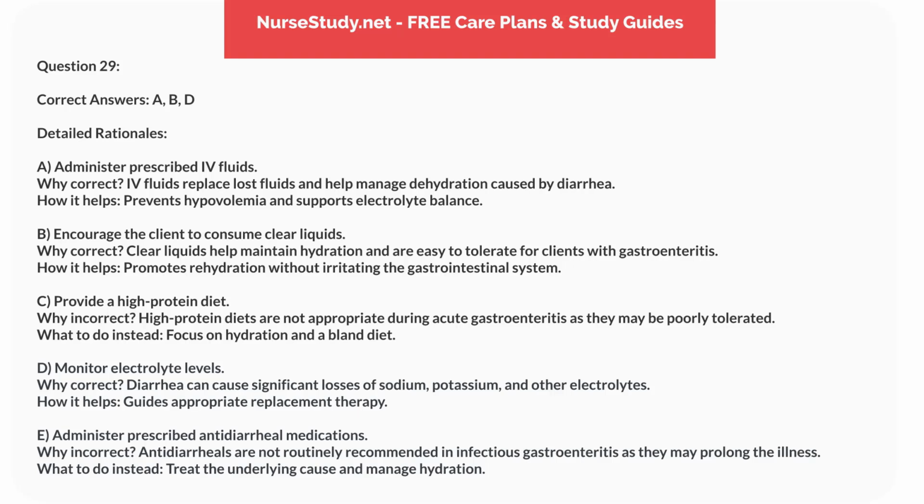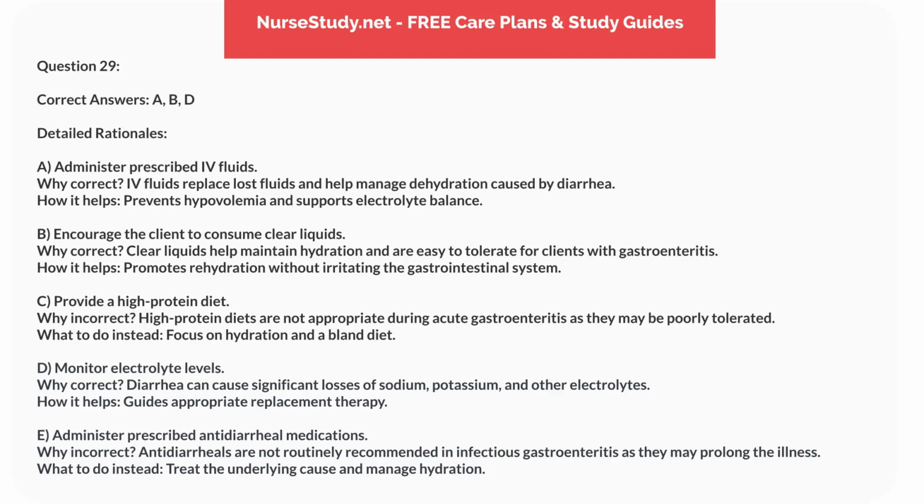Detailed rationales. A. Administer prescribed IV fluids. Why correct? IV fluids replace lost fluids and help manage dehydration caused by diarrhea. How it helps: prevents hypovolemia and supports electrolyte balance. B. Encourage the client to consume clear liquids. Why correct? Clear liquids help maintain hydration and are easy to tolerate for clients with gastroenteritis. How it helps: promotes rehydration without irritating the gastrointestinal system.